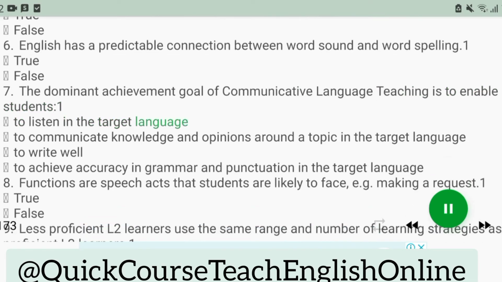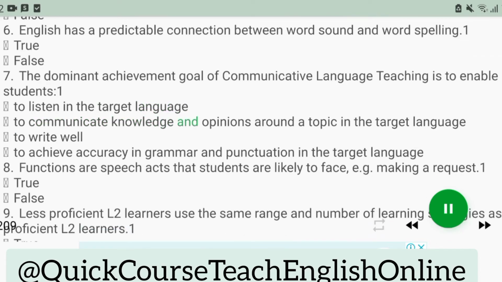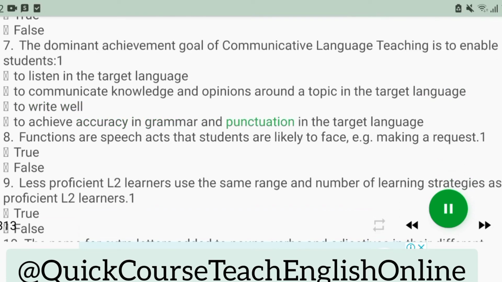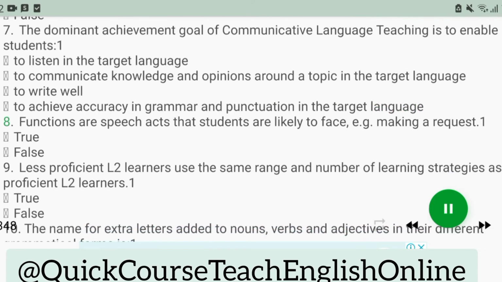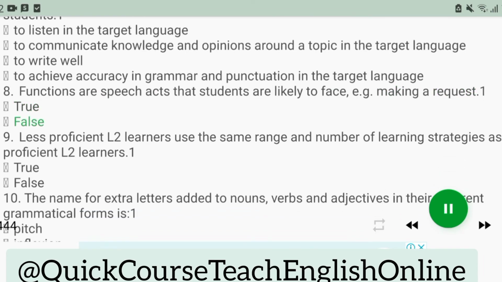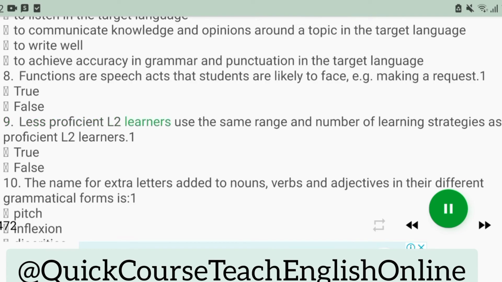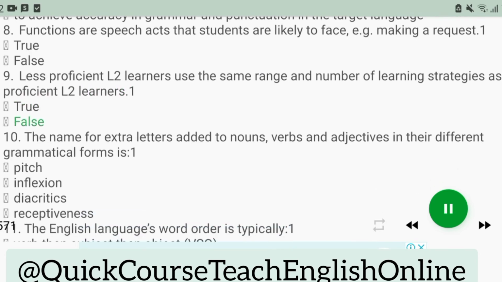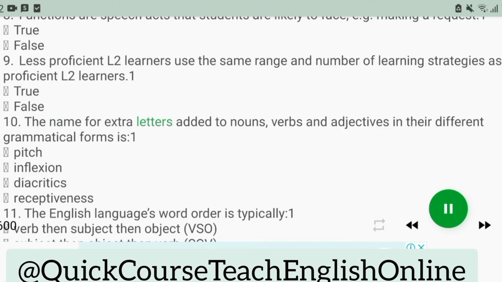7. The dominant achievement goal of communicative language teaching is to enable students, 1. To listen in the target language. 2. To communicate knowledge and opinions around a topic in the target language. 3. To write well. 4. To achieve accuracy in grammar and punctuation in the target language. 8. Functions are speech acts that students are likely to face, e.g. making a request. 1. True. 2. False. 9. Less proficient L2 learners use the same range and number of learning strategies as proficient L2 learners. 1. True. 2. False.